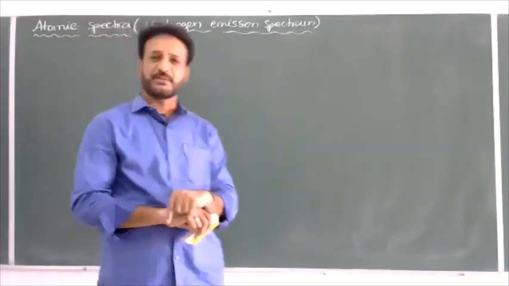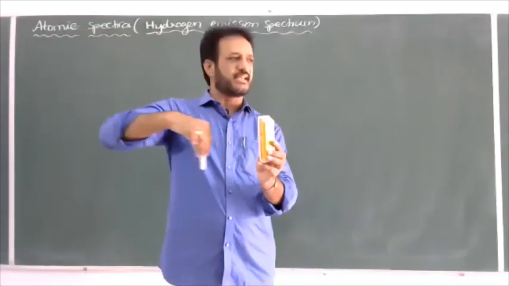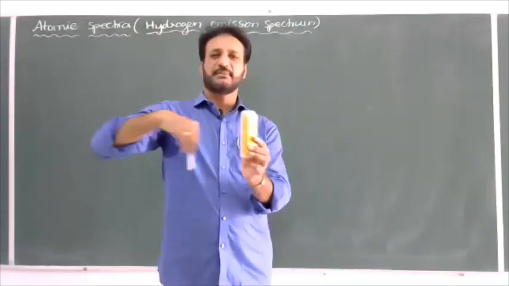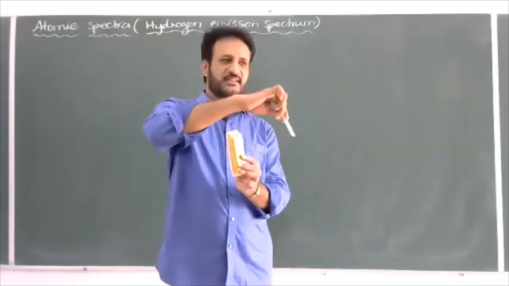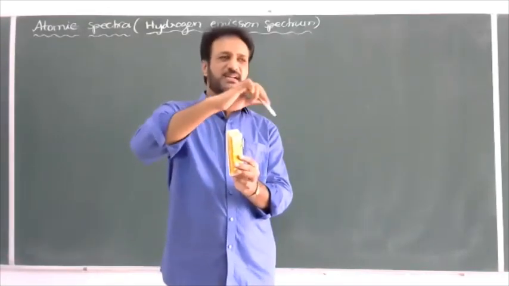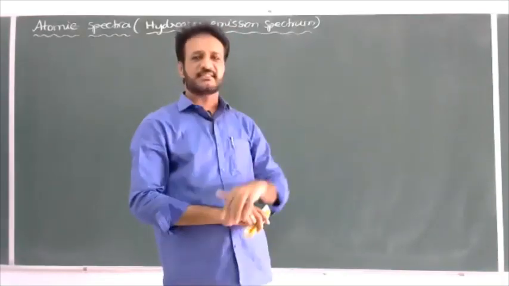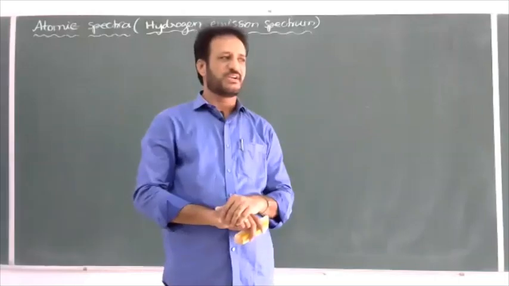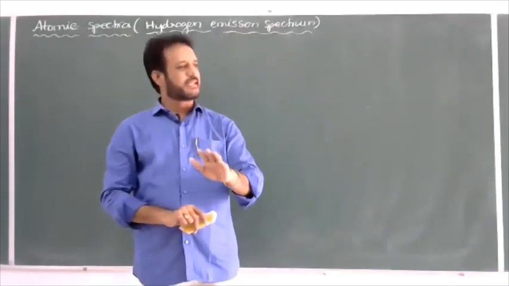But what Rutherford thought was, when an electron is revolving around the nucleus, the electron continuously emits energy. So if we form the spectrum, what type of spectrum can we expect? A continuous spectrum. But after Bohr's model and the Balmer series, this was proved wrong. Hydrogen does not give a continuous spectrum, it gives only a line spectrum.